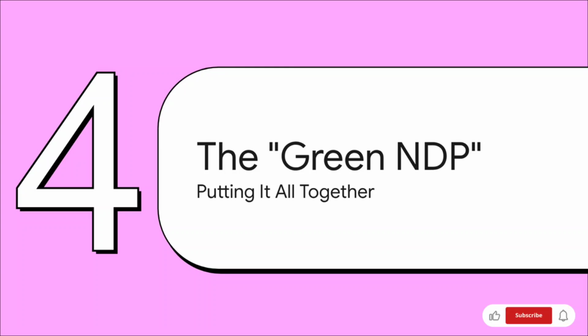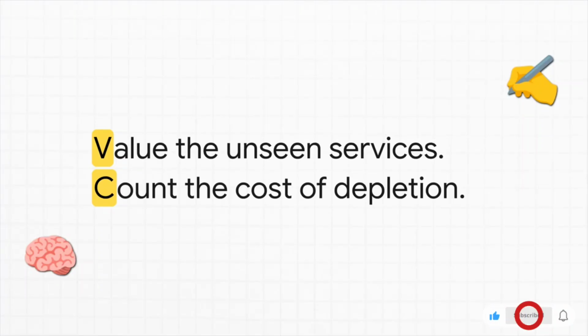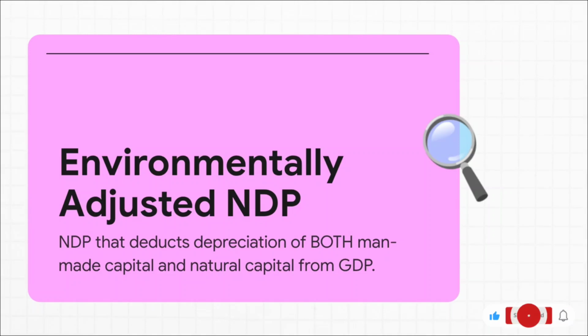Now let's put it all together. This is where you present the final solution in your answer. Look, I know exams can be stressful, so here is a super simple mnemonic to help you remember these 2 adjustments under pressure. Just remember 2 letters: VC. V for valuing the unseen services, and C for counting the cost of depletion. VC. Easy.